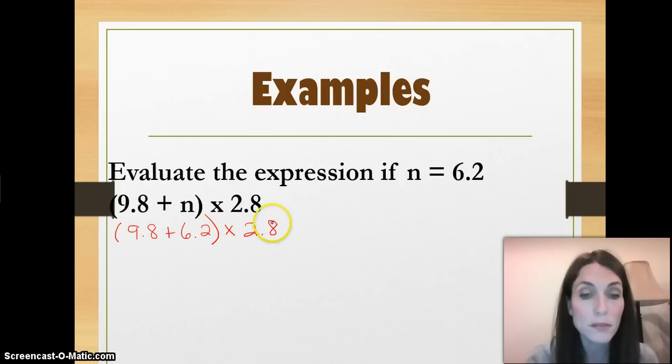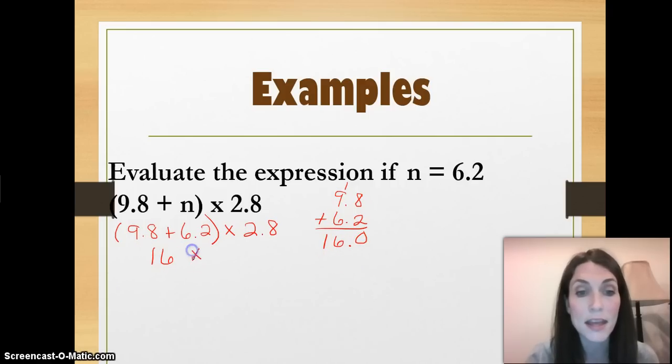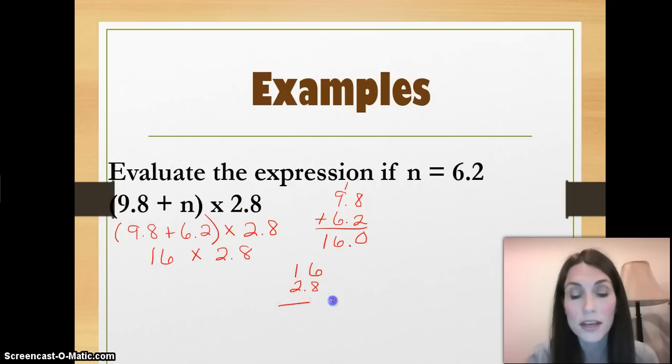So when I follow PEMDAS, I know I need to solve anything in brackets or parentheses first. So I have 9 8/10 plus 6 2/10. And I know I have to line up my decimal points when I'm adding decimals. And this is going to give me 16. And now I multiply 16 times 2 8/10. So I'm going to put 16 here, 2 8/10 right here.